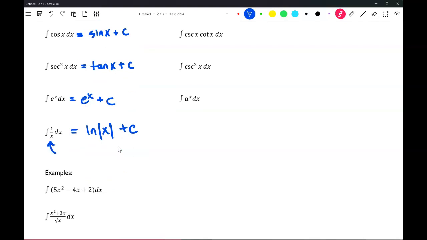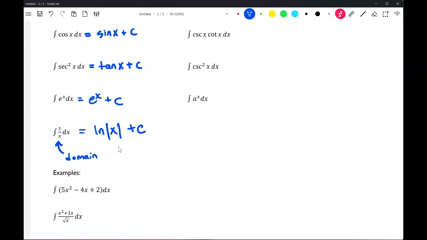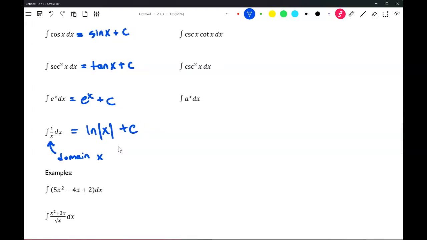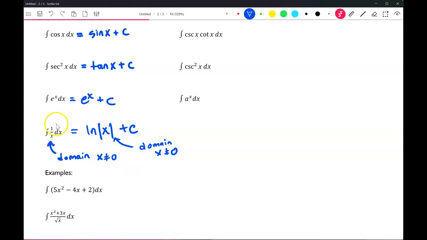Well, let's think about the function 1 over x. Its domain is x is just not allowed to be equal to 0. So when we take the integral, we need a function whose domain is the same, just not allowing x to be equal to 0. If we didn't have these absolute values, we wouldn't be allowed to plug in negative numbers, but we want to be able to do that. So we have to be very careful. Watch your absolute values with this. When you take the integral of 1 over x dx, it's the natural log of the absolute value of x.